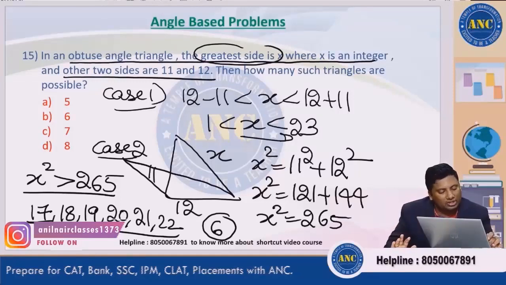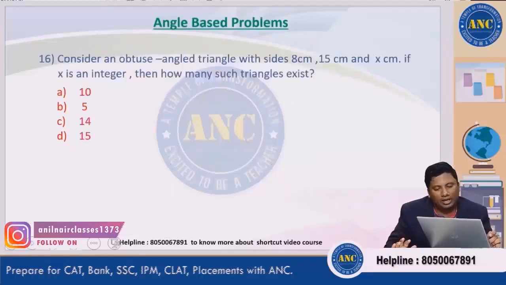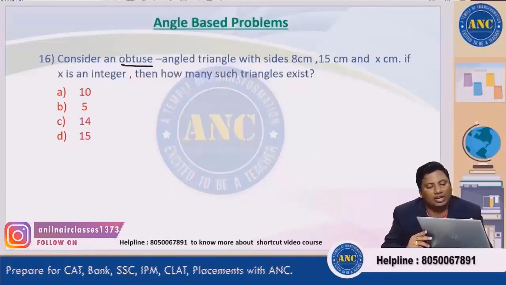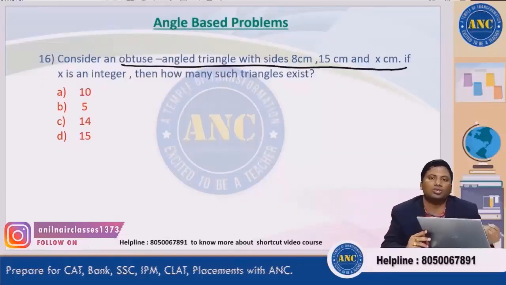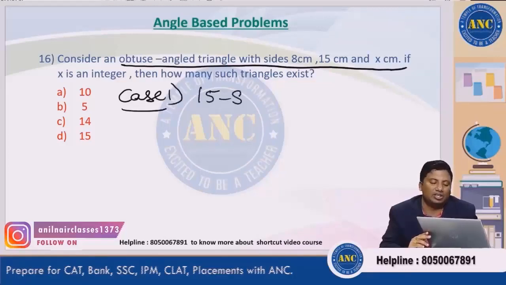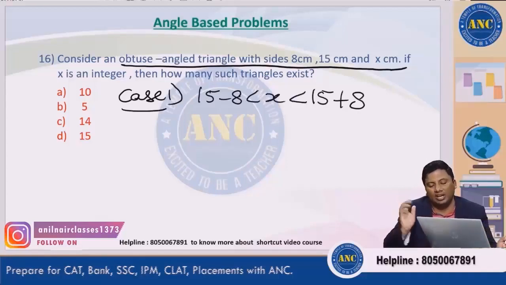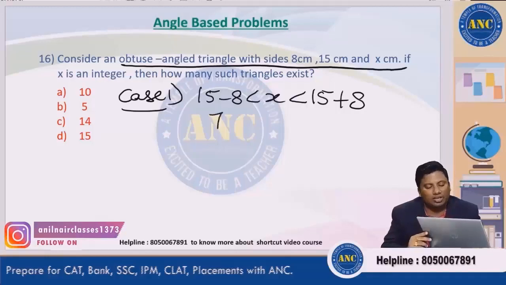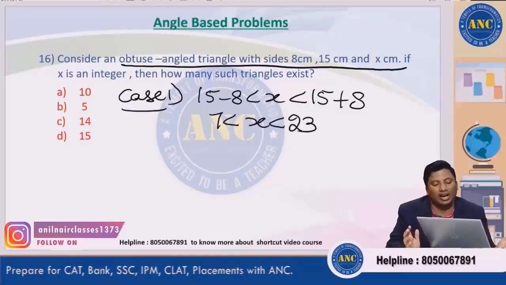Case 3. Now this is an original CAT question. You can solve this question without using pen and paper. Case 1. First it should form the sides of a triangle. 15 minus 8 less than x less than 15 plus 8. I kept the same question on the YouTube channel some years before. 7 less than x less than 23. This is an original CAT question.